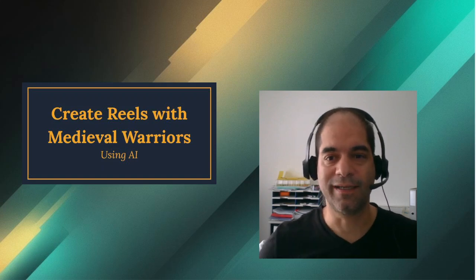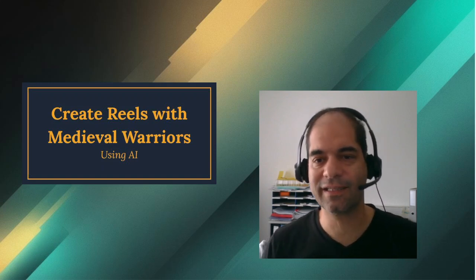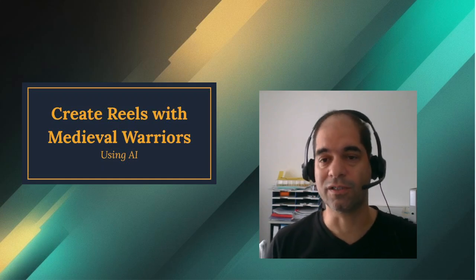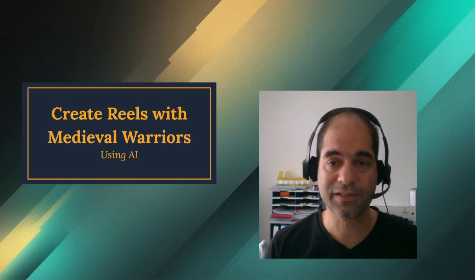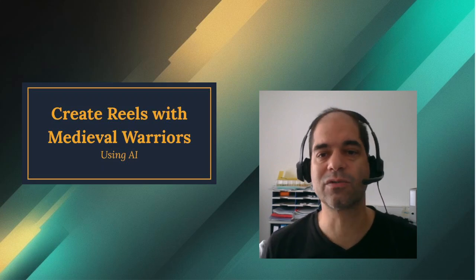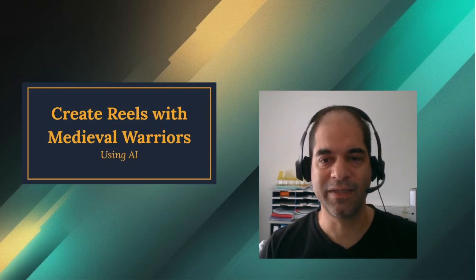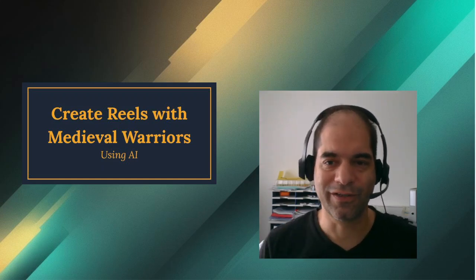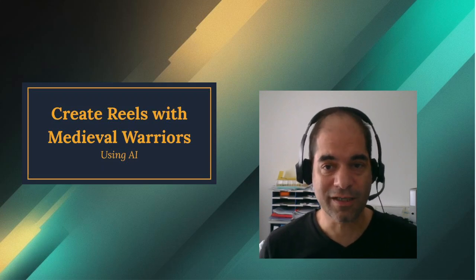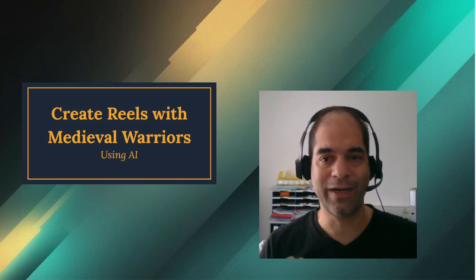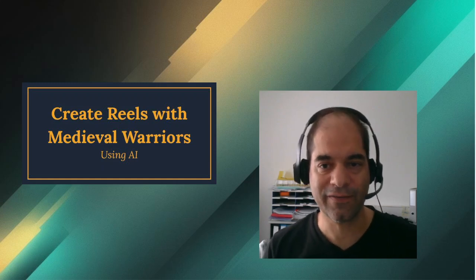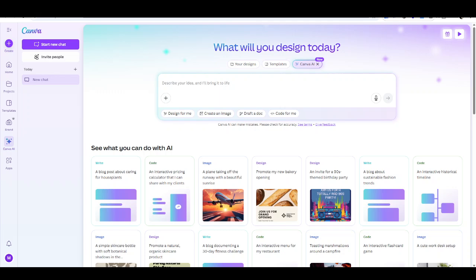So let's get started. The first thing that you want to do is to define what kind of story that you want to show on your reels. So my idea was to create simply some medieval knights from different countries walking down the street of their town or their city. So to get started, what I needed is to create an image for each of these knights. For that, I used Canva, and let's just go there.